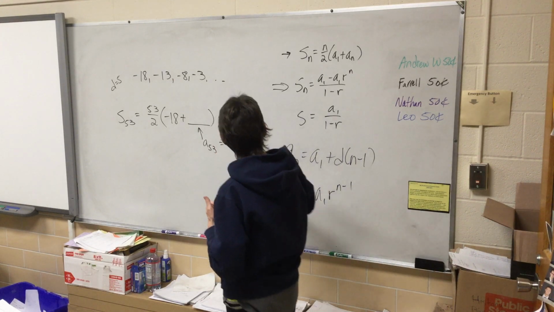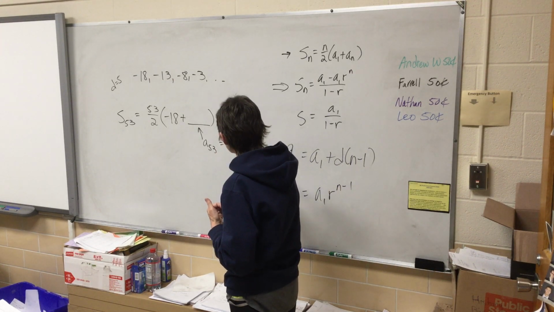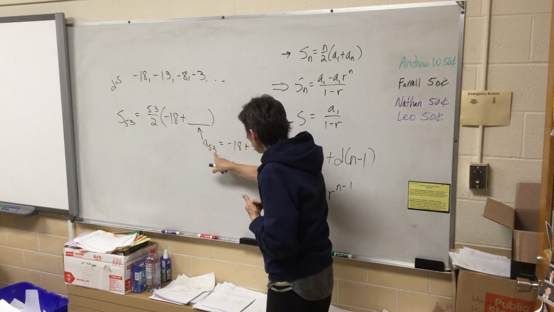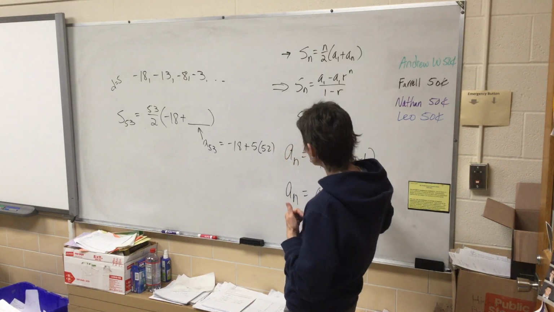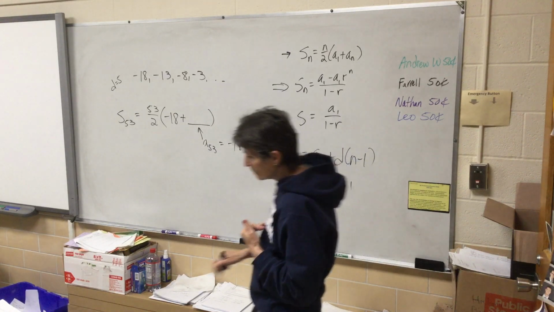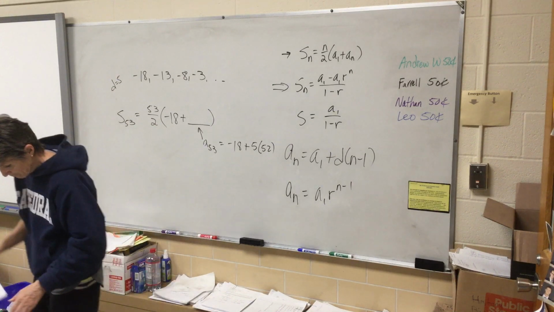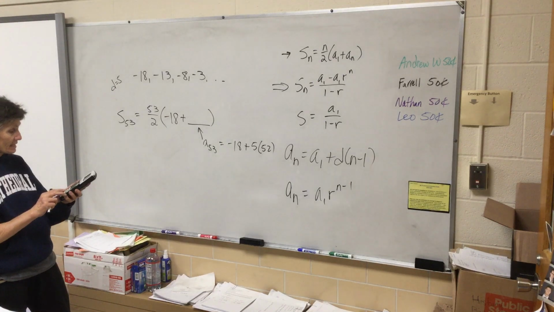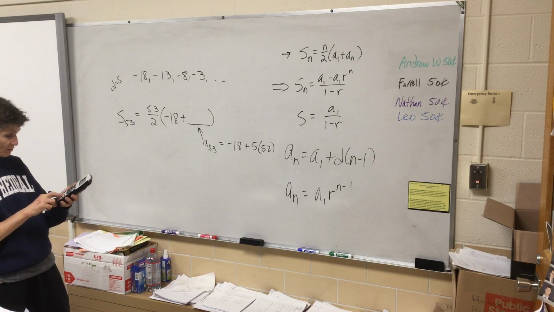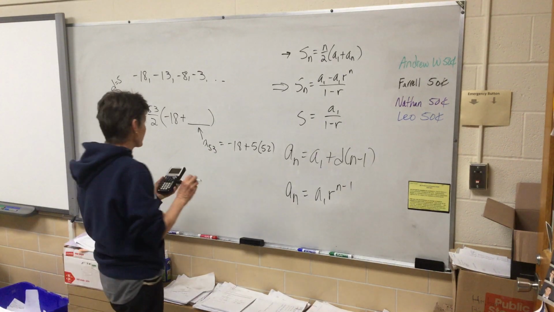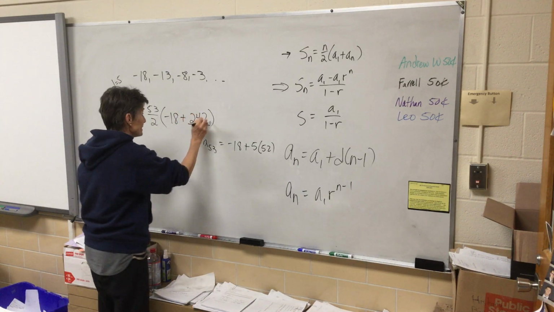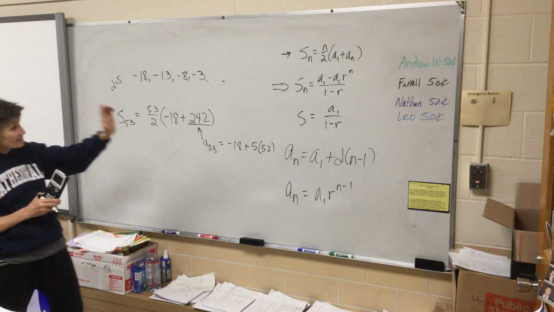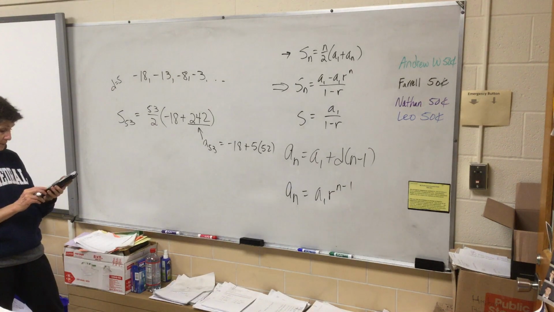A sub 53 will be the first term plus the common difference times 52. A sub n, n is 53, so n minus 1 is 52. So -18 plus 5 times 52. I got 242. Do not get excited. That is not the answer to the question. That is the 53rd term.